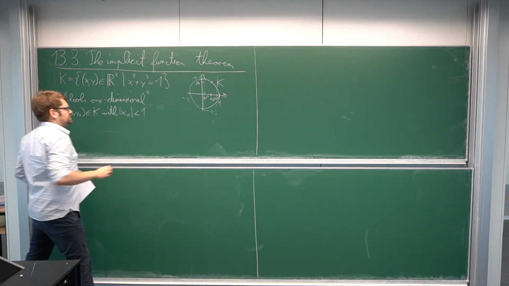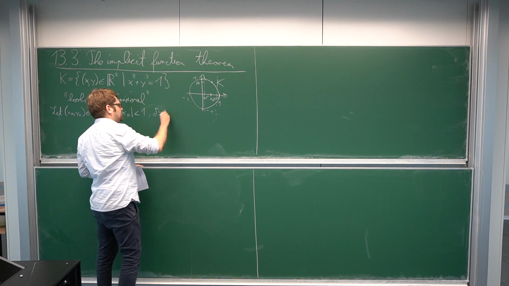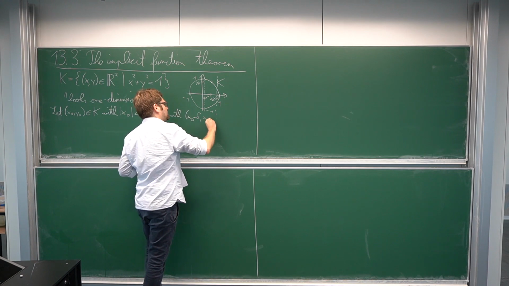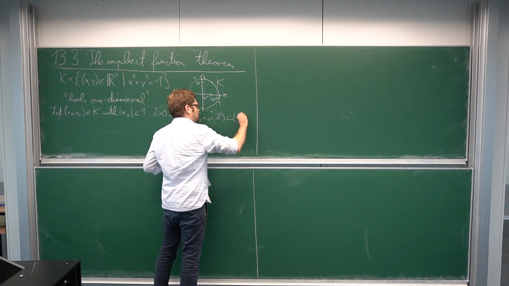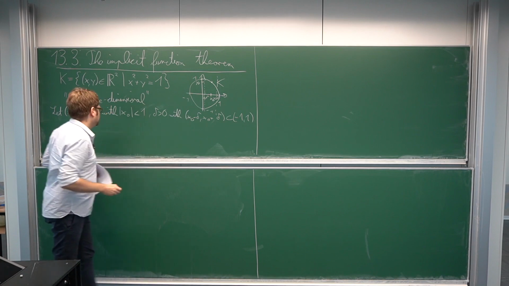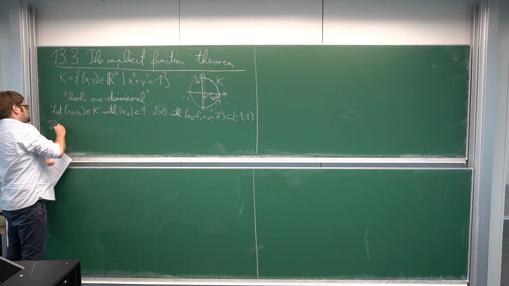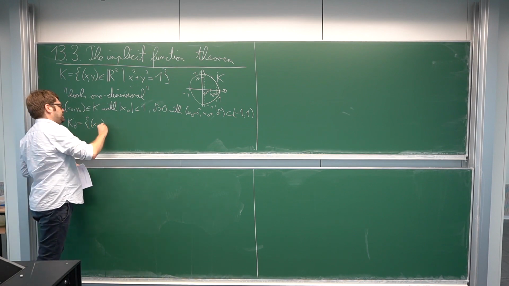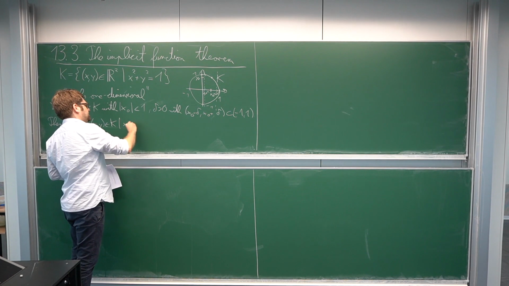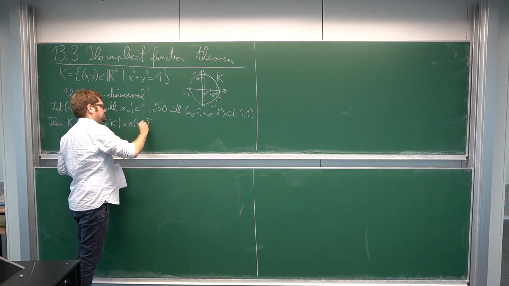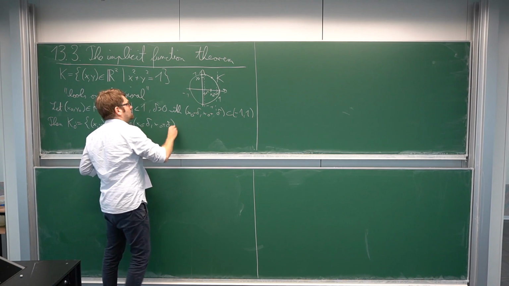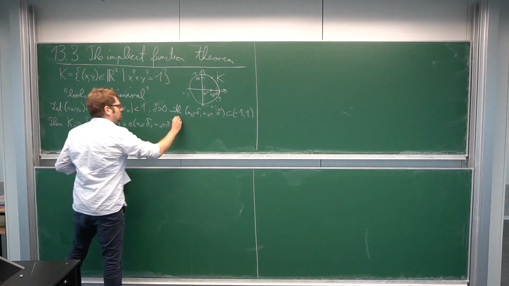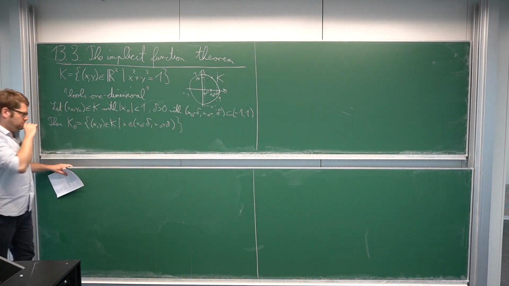Now assume we have some such x0 and we have delta bigger than 0 with the interval from x0 minus delta to x0 plus delta contained in the open interval (-1, 1). Then the subset K0, which I define as all points in K for which x is in the interval from x0 minus delta to x0 plus delta. So this arc and this arc here in the diagram.